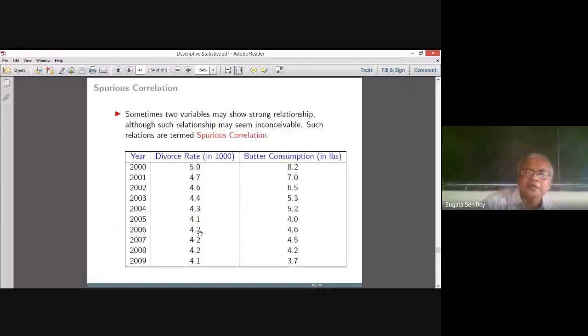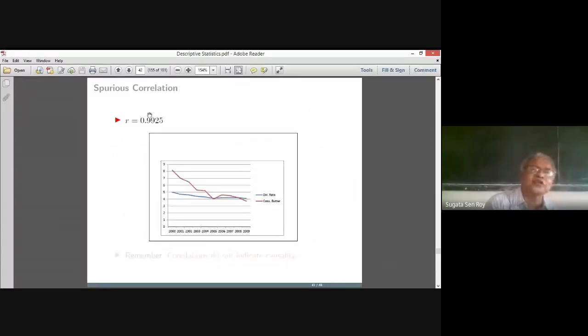So sometimes what we have is a spurious correlation. You should be very careful on this. We are looking at the divorce rate in a country and the butter consumption. And these are the figures for the different years, 10 years. And somebody decided, okay, we'll calculate the correlation between these two. And the correlation came out to be 0.99. And you can see it's very close to 1. Okay, so we'll say that divorce rates are related to butter consumption.